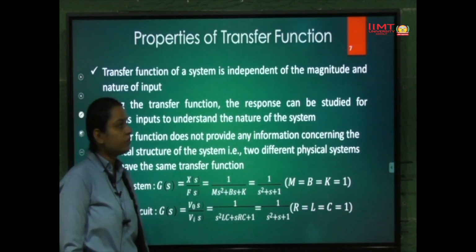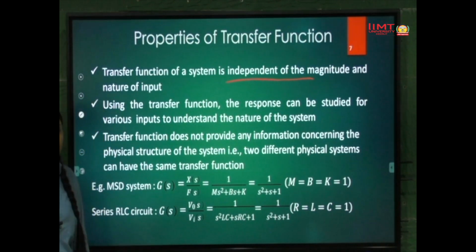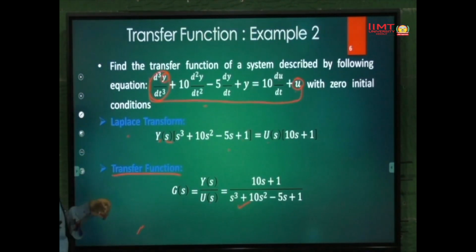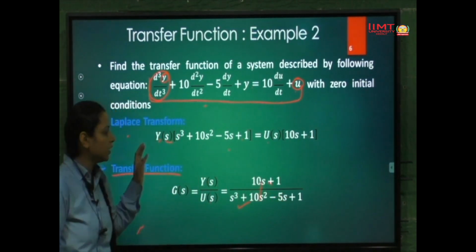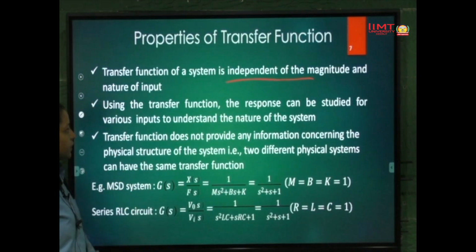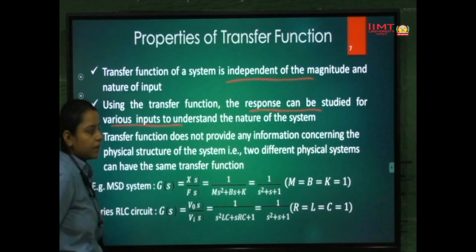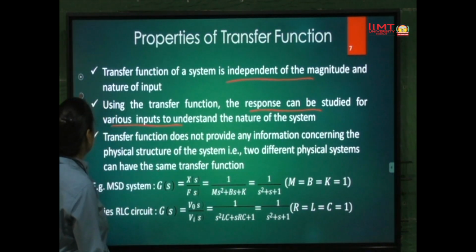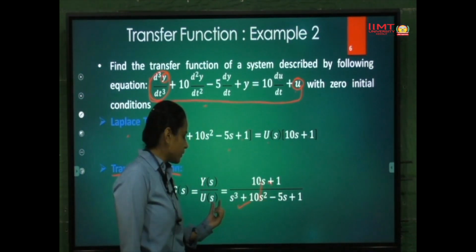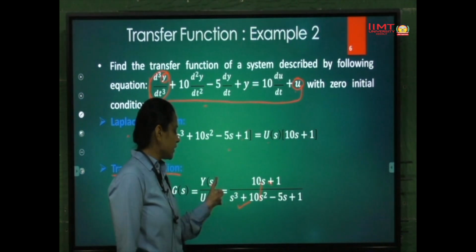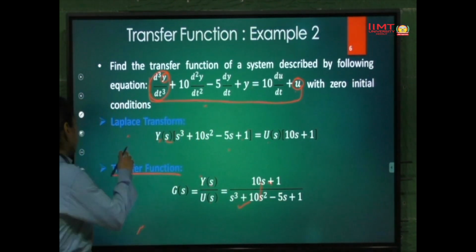So what are the properties of a transfer function? The transfer function is independent of the magnitude and nature of the input. As you can see from this slide, it is independent of the input and the magnitude of the input. And using the transfer function, the response can be studied for various inputs to understand the nature of the system. We can apply different inputs and calculate the response for different inputs of this particular system.